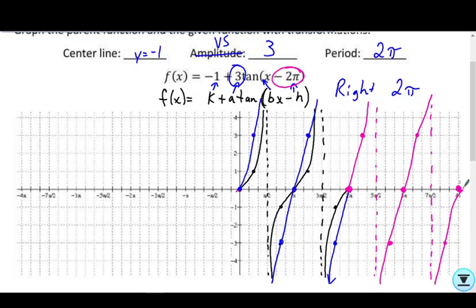And then my last transformation is moving it down 1. So at this point, you're just moving all of my points down 1. Now the asymptotes aren't going to move because if you move the asymptote down 1, it's not going to make a difference. And that, the red one, is my final transformation.